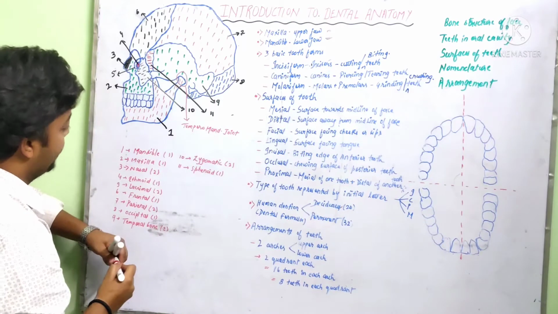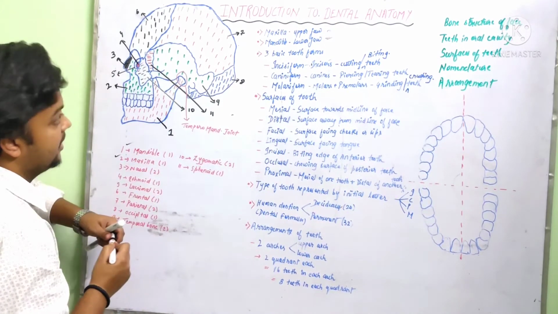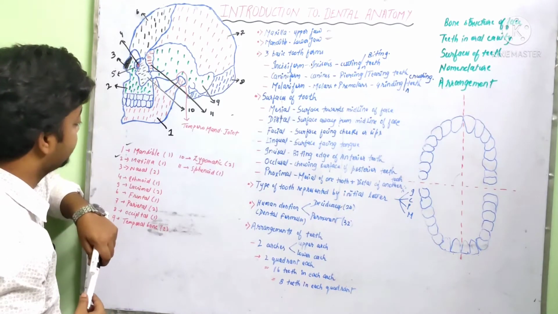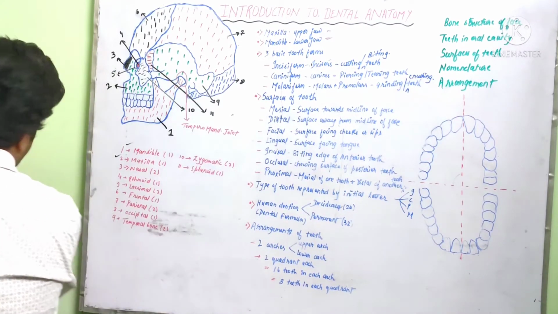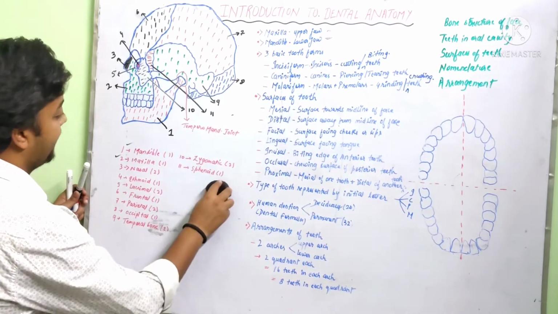So guys, our main focus should be only up to the mandible and the maxilla, if I talk about the dental related structures. So write down all these points, and then we'll move on to the next part, that is the detailed description of maxilla and the mandible.